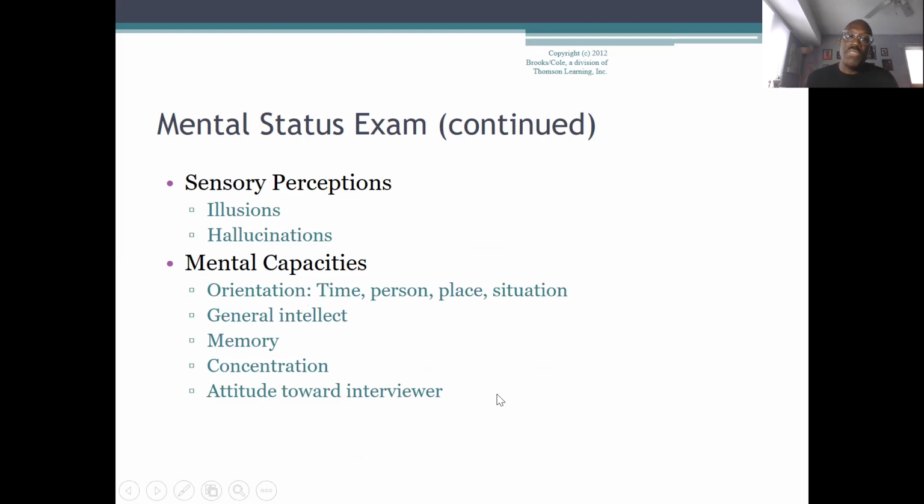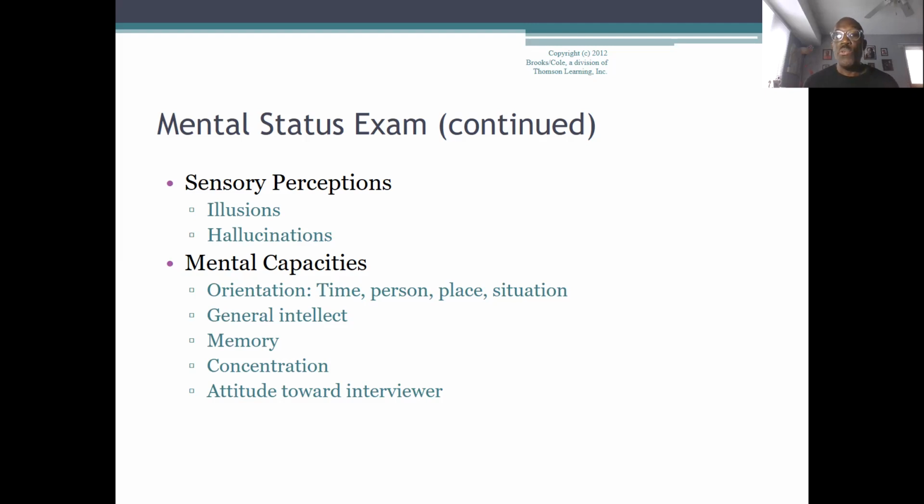And then sensory perception. It's about illusions as well as hallucinations. When you think about the difference between a delusion and a hallucination, a hallucination involves the senses. We've got five senses, so people might see, hear, taste, smell, or touch things that really aren't there. So is that perception off or is it on point? And then the illusions, things people believe might be happening, but really may not be.